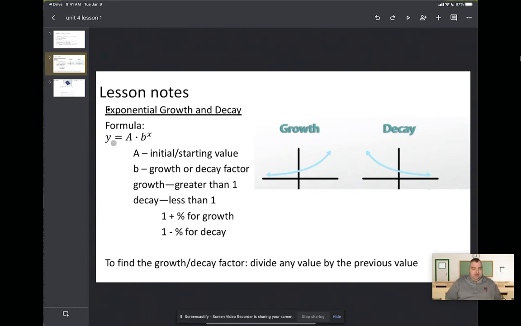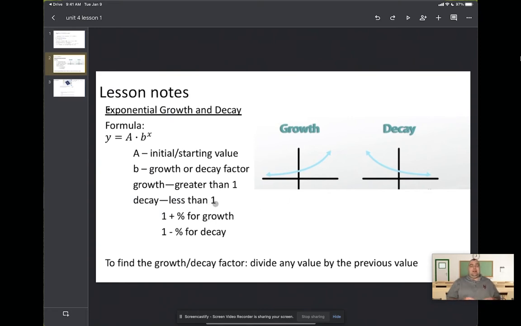Your basic exponential growth and decay formula is here. So if you remember, to create an exponential growth or decay formula, you need an initial or starting value, and you need a growth or decay factor. If it's an exponential growth situation, then your growth factor is greater than 1. If it's an exponential decay situation, then your growth factor is less than 1.